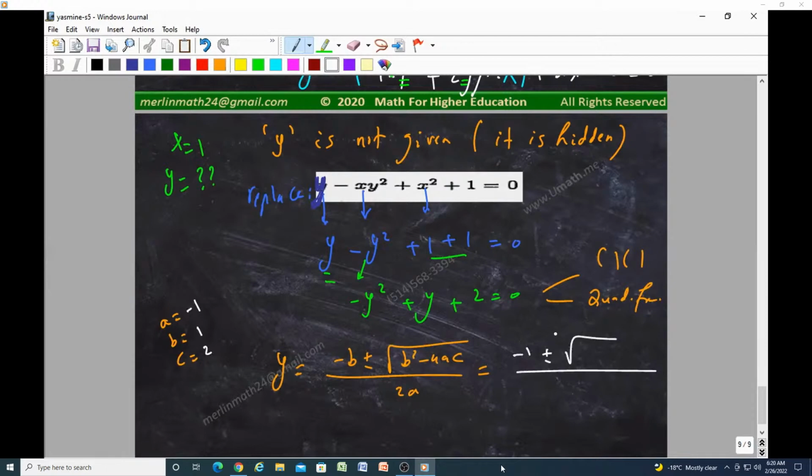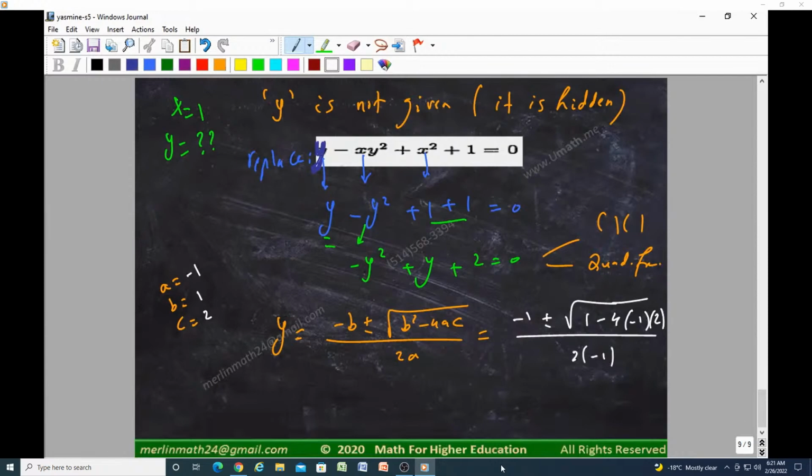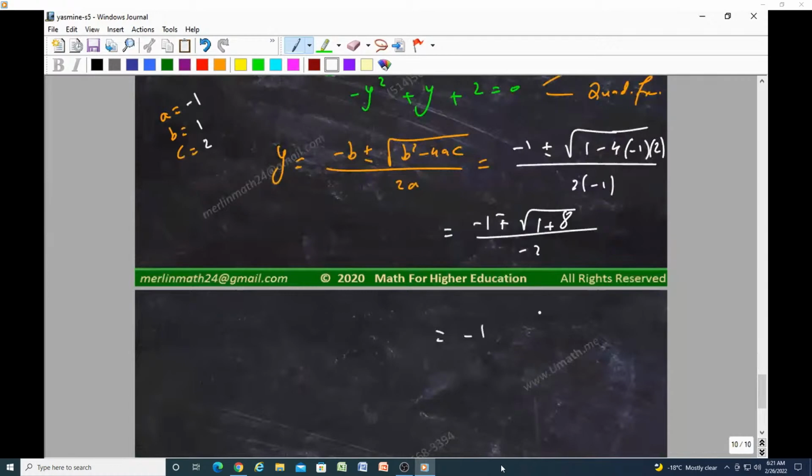Remember, we take a plus once and then a minus another time, so we do it two times. b squared would be 1, minus 4 times a, which is minus, times c, over 2a, which means 2 times minus 1. Because I'm explaining, I want to write what's going on. So here we got minus radical 9, which is 3, so it's minus 1 and 2.